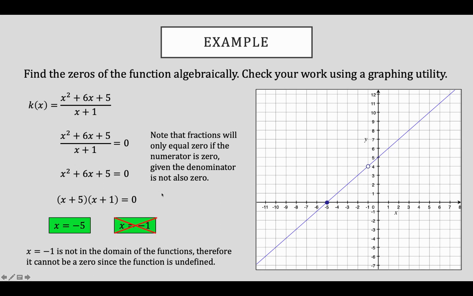All right, another thing to keep in mind. Yes, lots of things to keep in mind. We're going to talk about this a lot later on in the year. If we have a fraction and end up with 0 divided by 0, what that means is we are going to have a hole in the graph for that particular value of x. So again, we might think that x equals negative 1 is a solution, but when we go back to plug it in and check to make sure we get out 0, we actually get undefined. x equals negative 1 is not in the domain of the function, and therefore it cannot be a zero since the function is undefined.